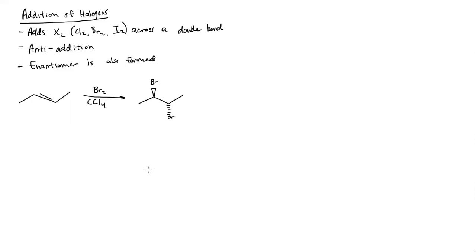You'll notice that these are anti. This is anti-addition. If I have one on a wedge, the other one has to be on a dash every single time. And this is a meso compound, so I'm not going to draw the enantiomer, but typically we would get the enantiomer of this as well.